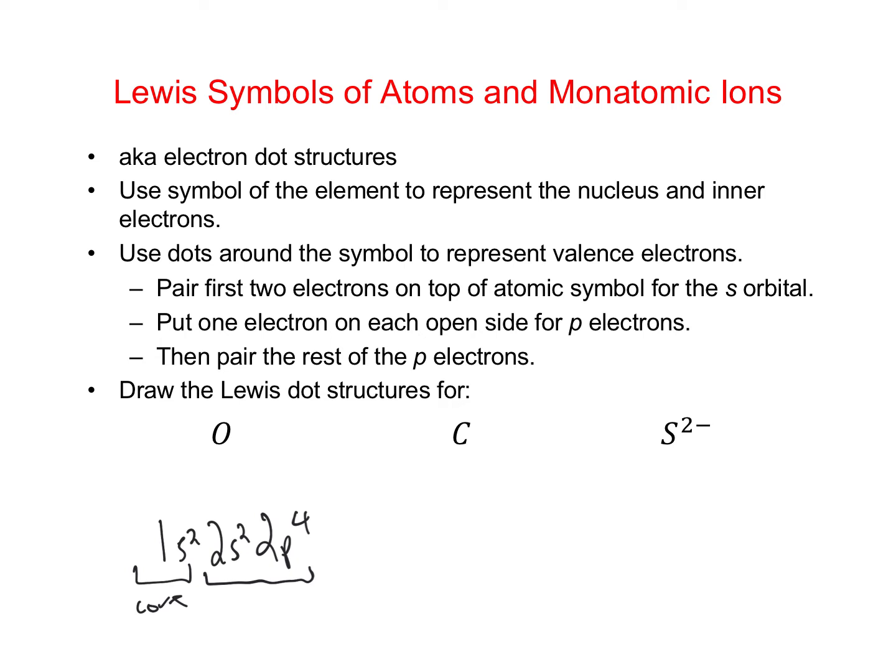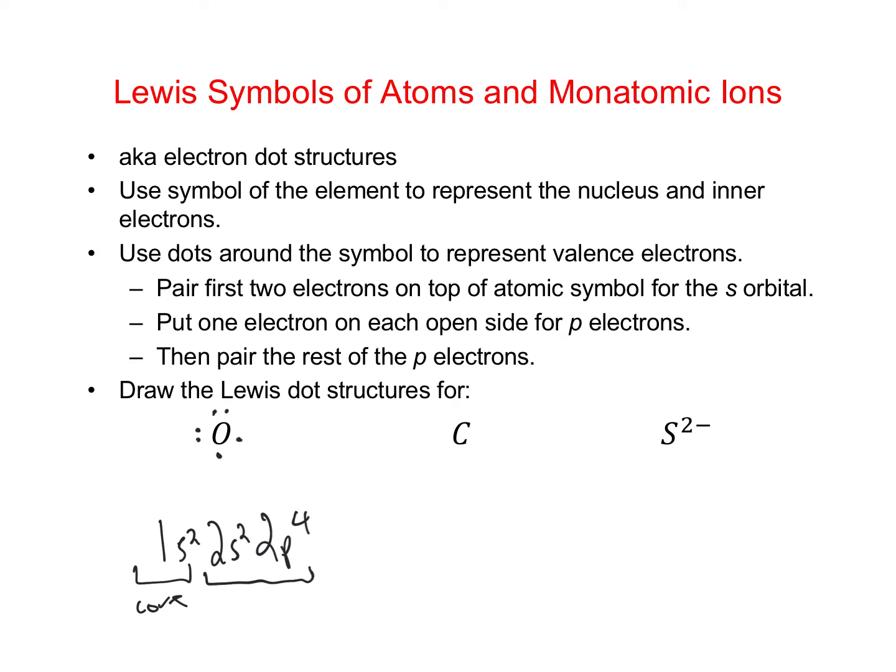So if I was drawing the Lewis structure for oxygen, I would put 2 dots on the top to represent the 2s electrons. And then, just like when we do orbital energy diagrams, where we put 1 electron in each degenerate orbital before any orbital gets 2 electrons, I do the same thing when I'm drawing the Lewis dot structures. So for the 4 2p electrons, I have 1, 2, 3, and then the 4th one gets paired up. That's how I would draw the Lewis structure for an oxygen atom.